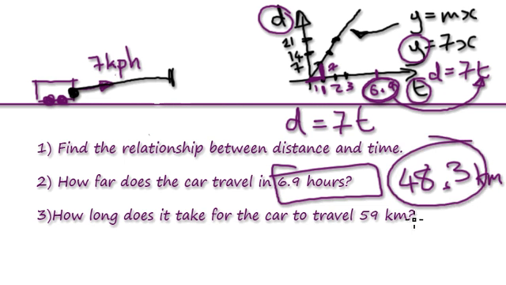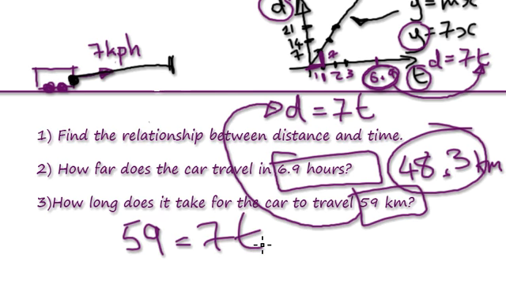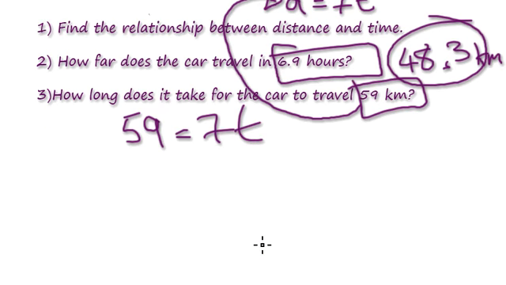So the distance is 48.3 kilometers. And now you're trying to work backwards. You're trying to find out the time: how long will it take for the car to travel 59 kilometers? So now you've got the distance here. Put the 59 into the d here. So it will be 59 equals 7t. It's a matter of finding out t, so divide both sides by 7.